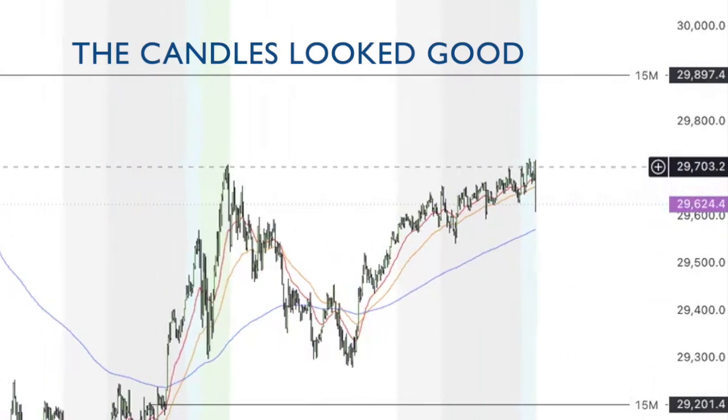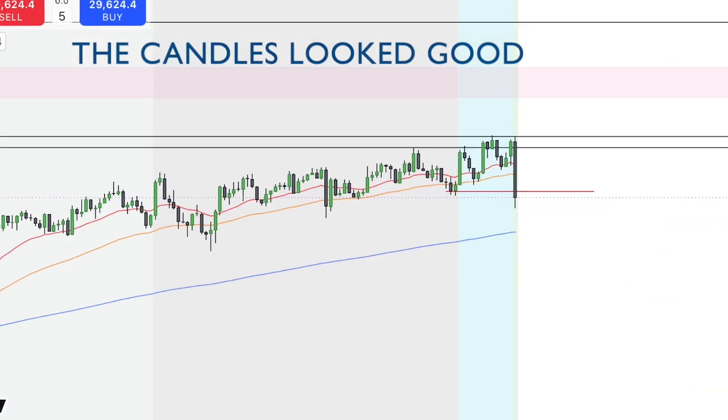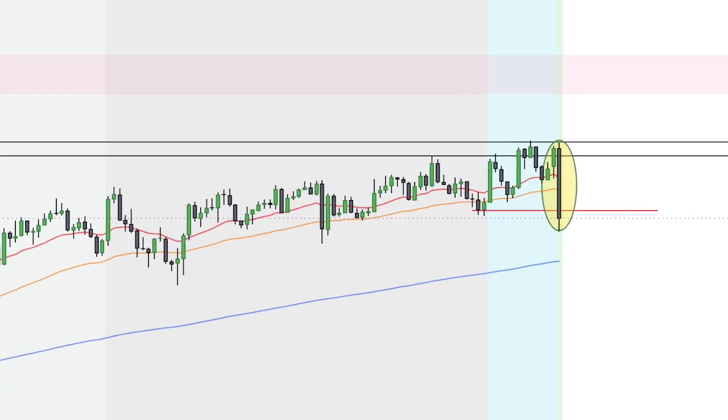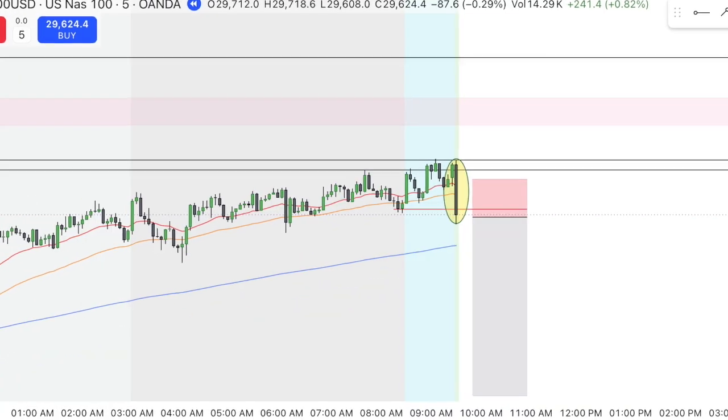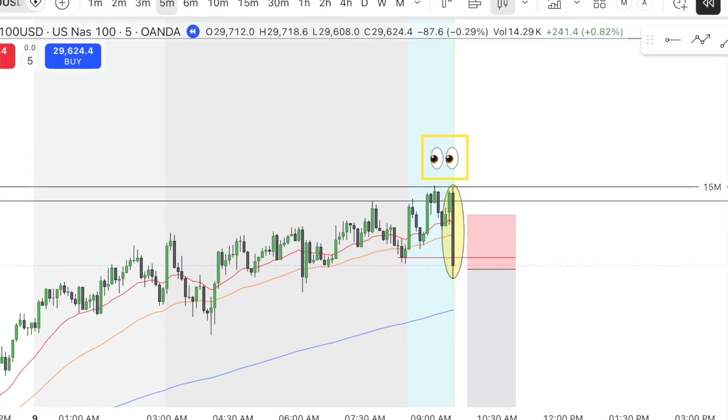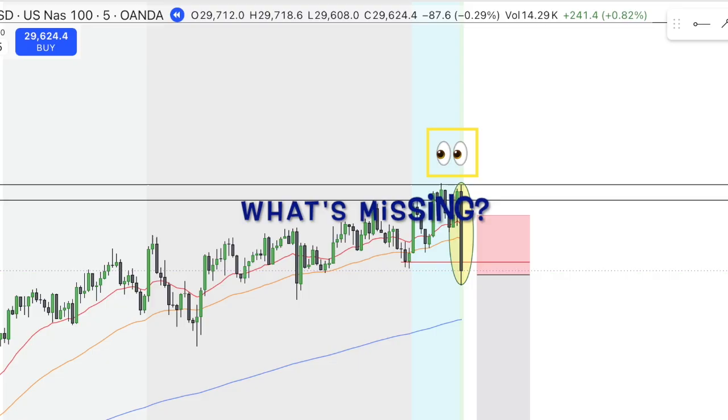The candles were looking good, and this is where I used to enter. It looks like we broke in structure to the downside, and we've got a 3-bar reversal. But really, price hadn't given us enough confirmation yet. We've got to look left and be sure we're in the right spot. When we look far left, we can see what we're missing.